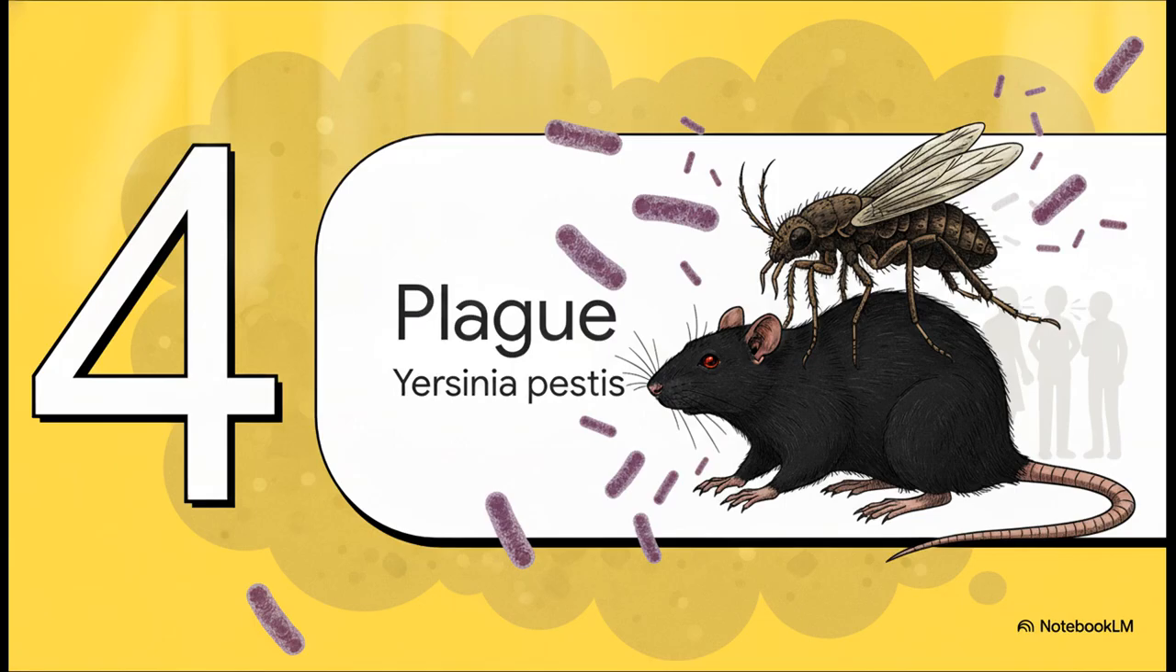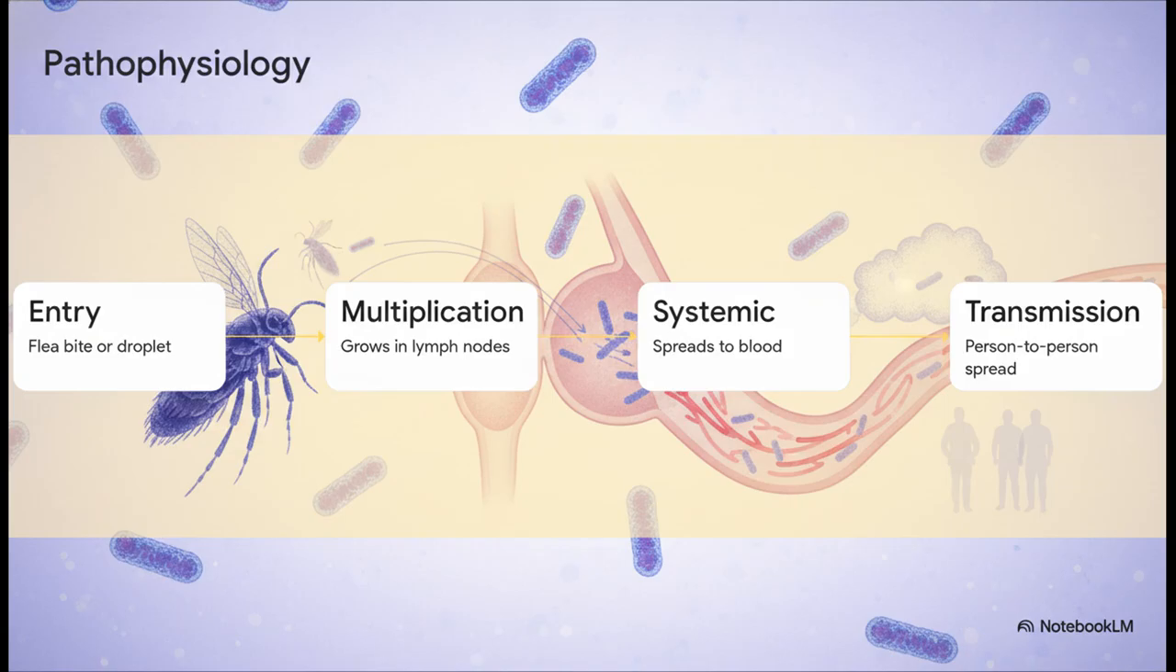Section 4. Plague, Yersinia pestis pathogen. Moving to our final pathogen, plague is defined as an infection by Yersinia pestis. It's usually transmitted by the Xenopsylla cheopis rat flea, or directly via respiratory droplets.